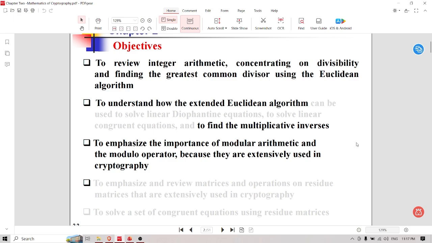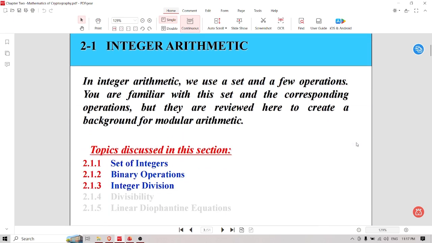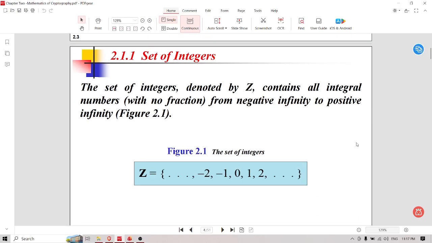used in cryptography. Now, first of all, if we talked about integer arithmetic, in integer arithmetic, we use a set and a few operations. You are familiar with these sets and the corresponding operations, but they are reviewed here to create the background for the modular arithmetics. Now, the set of integers denoted by Z contains all integral numbers with no fractions, from negative infinity to positive infinity, as is shown in figure 2.1.